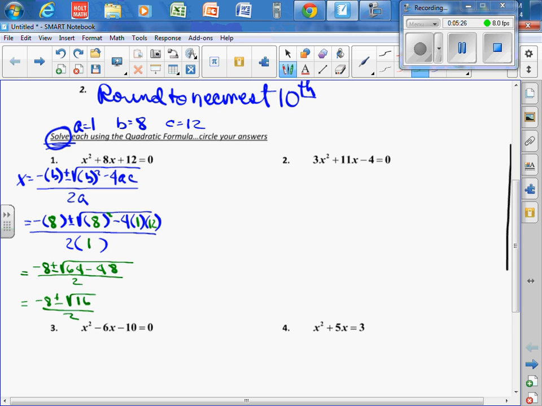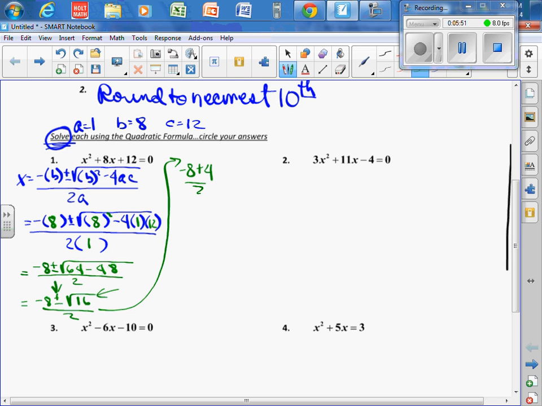Now at this point, as soon as you have that radical simplified, we're going to need two answers here because we have the plus and minus in front of that radical. Remember that when you take the square root of a number, you're getting two answers, the positive value and the negative value. We've talked about that earlier. So here's what I want you to do. We need to write down two different answers. We have negative 8 plus, now what's the square root of 16?